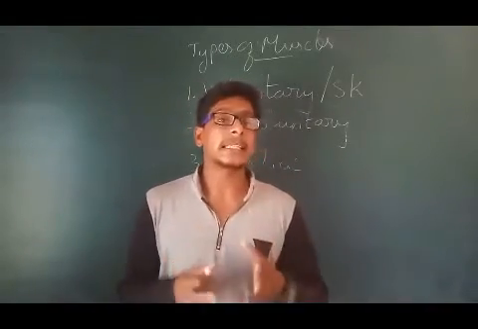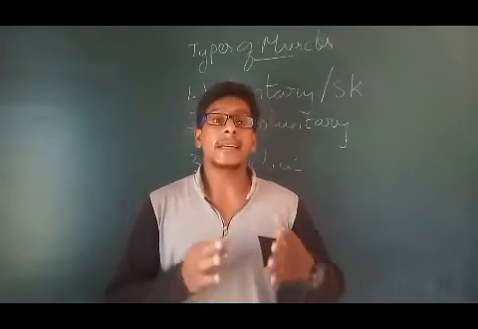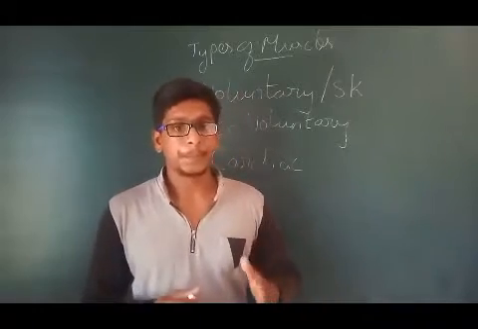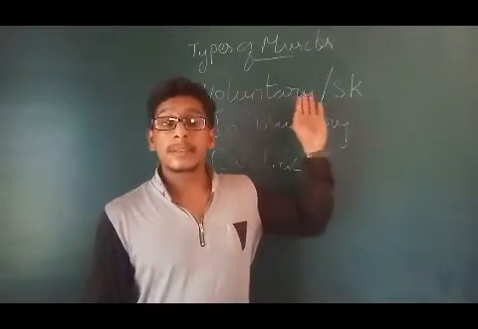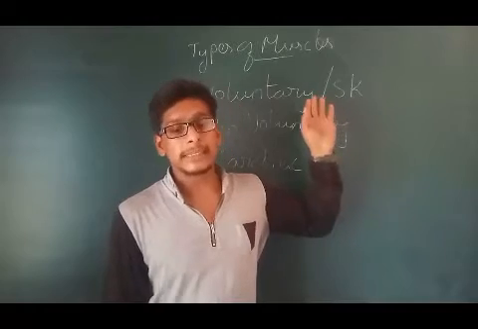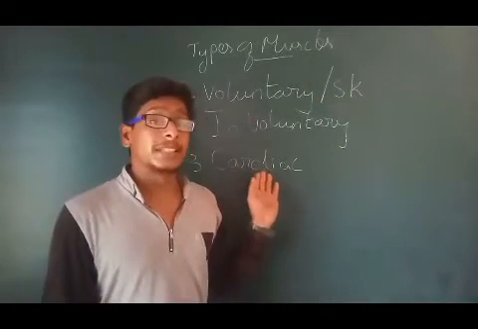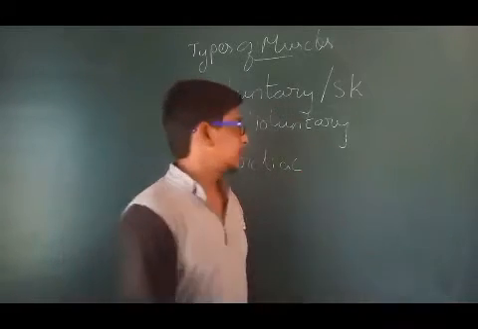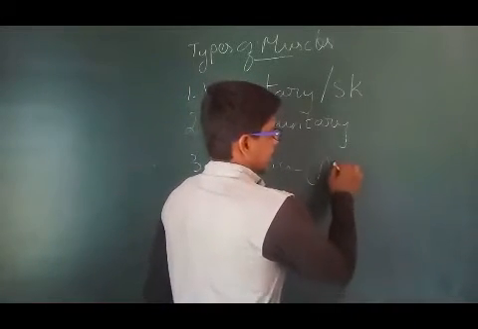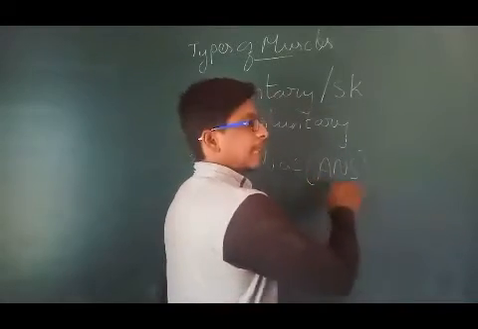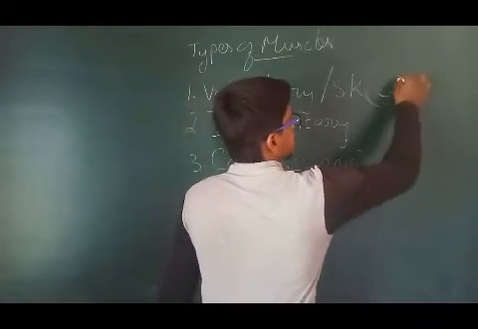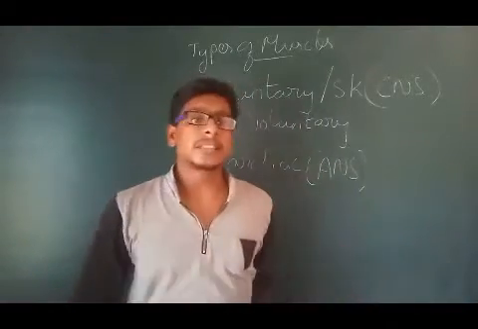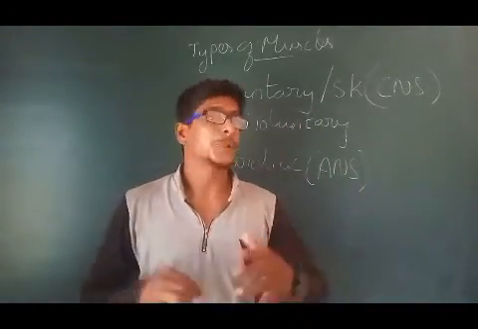They work under the command of the ANS, that is, the autonomic nervous system. Voluntary muscles work under the command of the central nervous system. Cardiac muscle works under the command of the autonomic nervous system, or we can say ANS. Clear, students? These are the types of muscle. I hope that you all are clear.